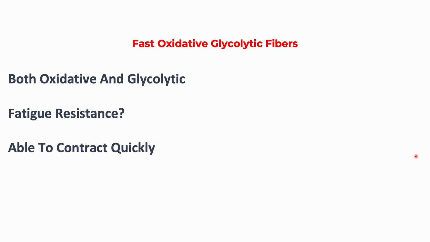So, fast oxidative glycolytic, you can kind of think of it as having the best of both worlds. Overall, you can consider FOG fibers to be an intermediate type of muscle fiber, showing characteristics of both slow oxidative and fast glycolytic fibers. They're able to contract quickly and generate a lot of force, but they also have endurance in them, right? And again, the endurance comes because they're able to produce energy through oxidative metabolism.